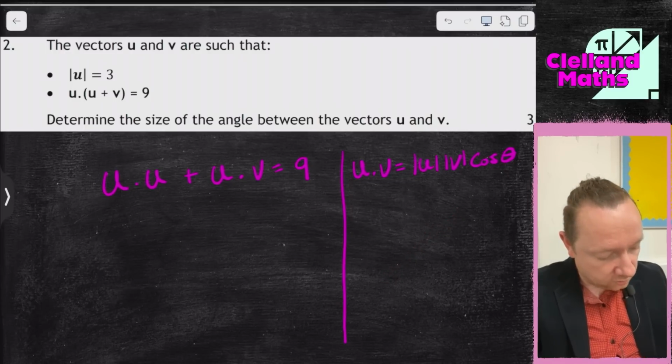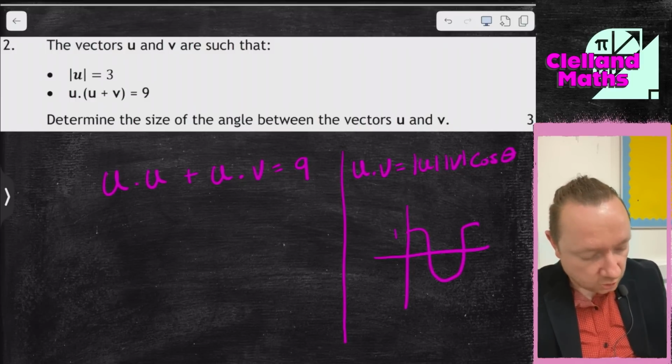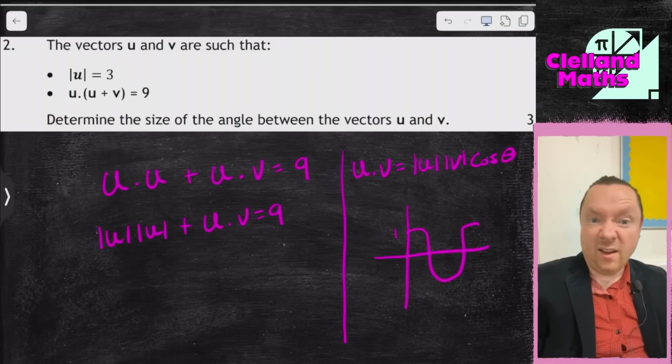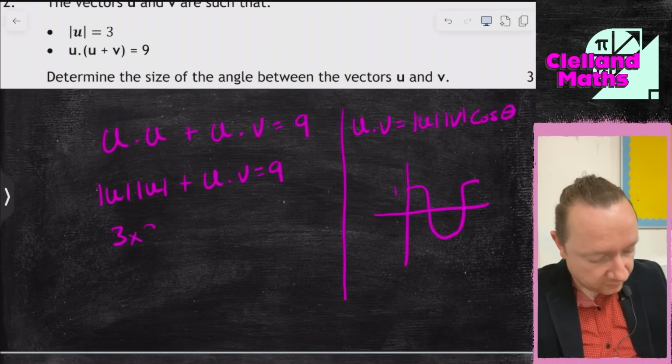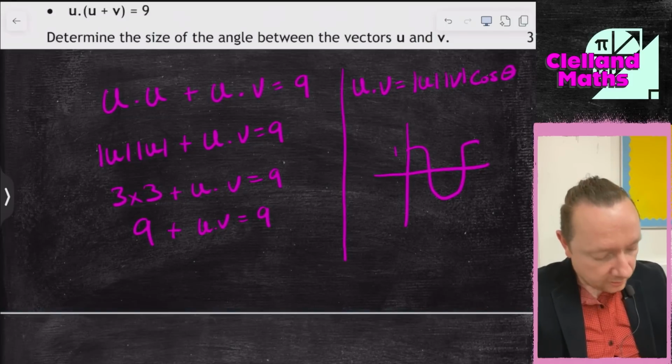So what's the cos of 0? Well, using a graph to help if you really need to, the cos of 0 is 1. So that means that u dot u is just the size of u times the size of u. And I'll leave u dot v alone now to see what I get for u dot v. So u times u is 3 times 3. So that's 9 plus u dot v equals 9. So if I take away 9 from both sides, I get u dot v equals 0.